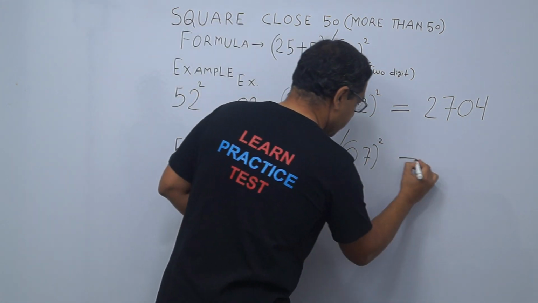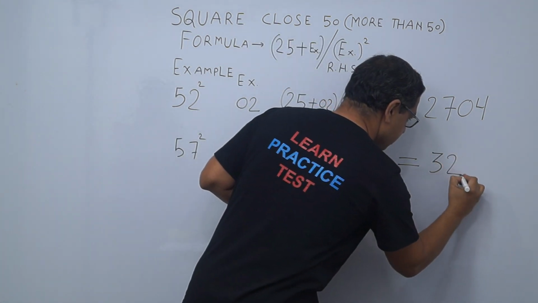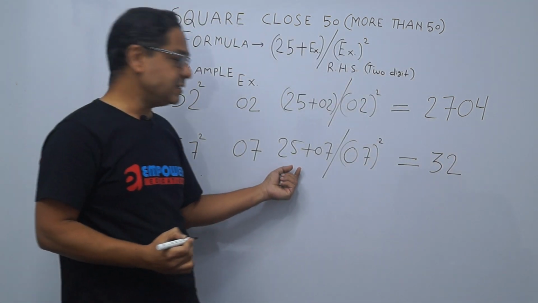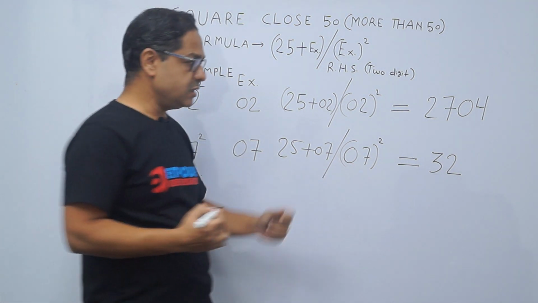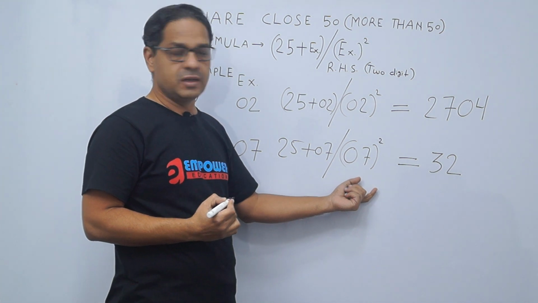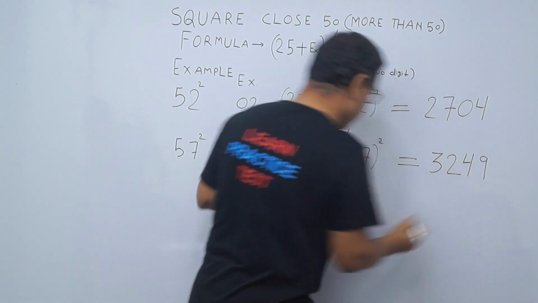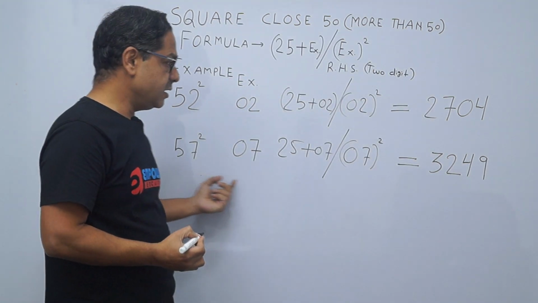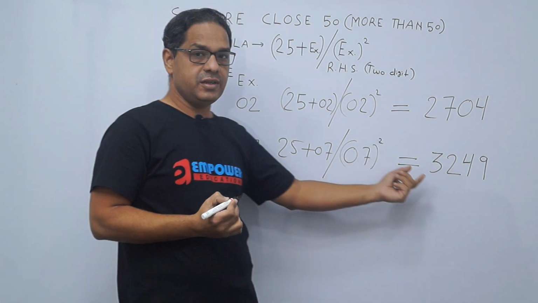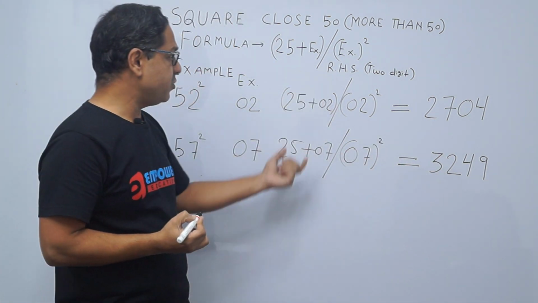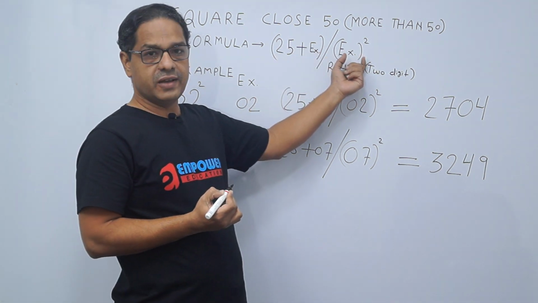We know that 25 plus 7 is 32. So the left hand side answer is 32. And on the right side we have 7 square. 7 square is 49. We already have 2 digits, so no need to put a 0 before this because we are already getting a 2 digit number. So the square of 57 is 3249. We are using a simple formula. On the left side we have 25 plus excess. On the right side we have excess square.